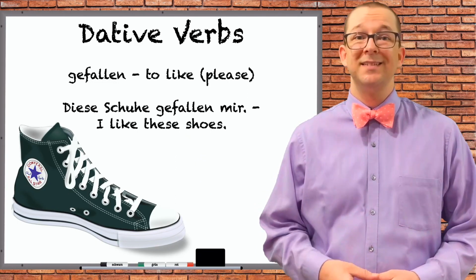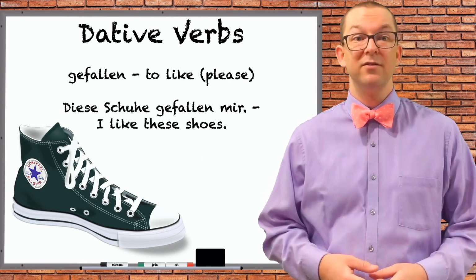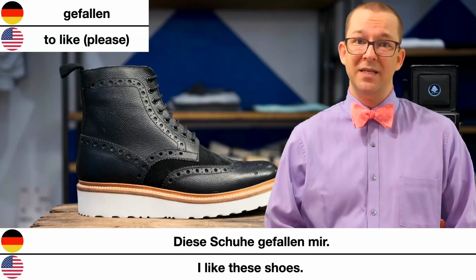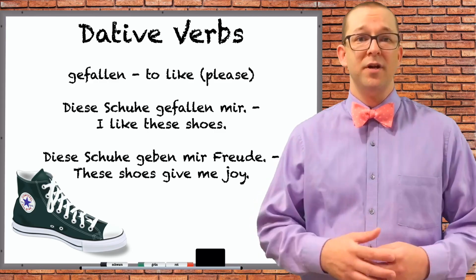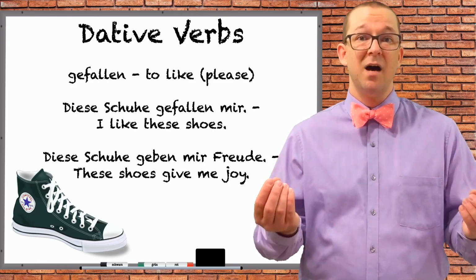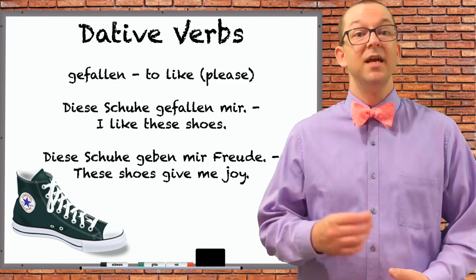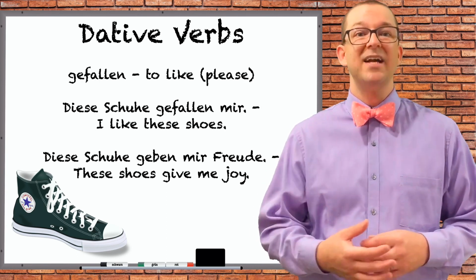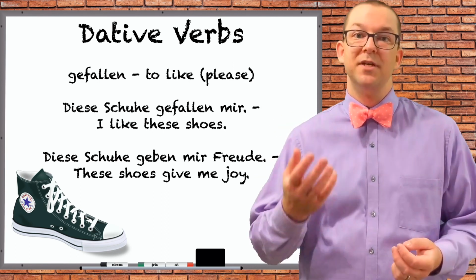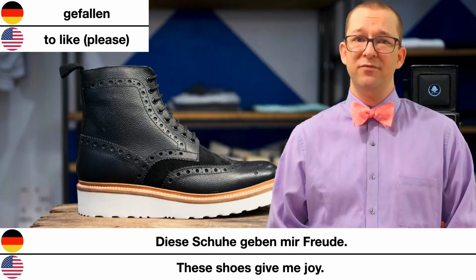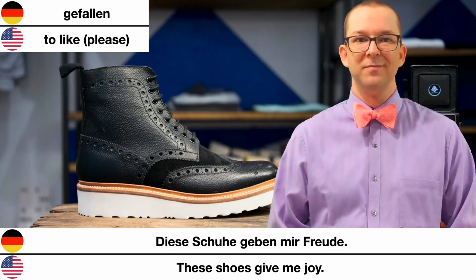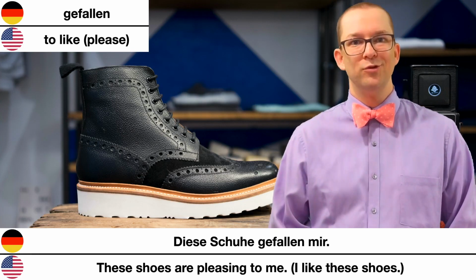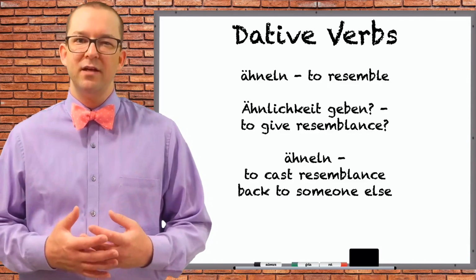This logic helps to explain some of the most annoying dative verbs for English speakers, such as gefallen, to like. Take a look at this example. Diese Schuhe gefallen mir. I like these shoes. The number one complaint about this verb is that the subject and the object are opposites between the two languages. If you use the thought process that I've outlined so far, however, you can see that the dative verb gefallen actually means that the subject gives the indirect object pleasure. Diese Schuhe geben mir Freude. These shoes give me joy. Diese Schuhe gefallen mir. These shoes are pleasing to me. I like these shoes.